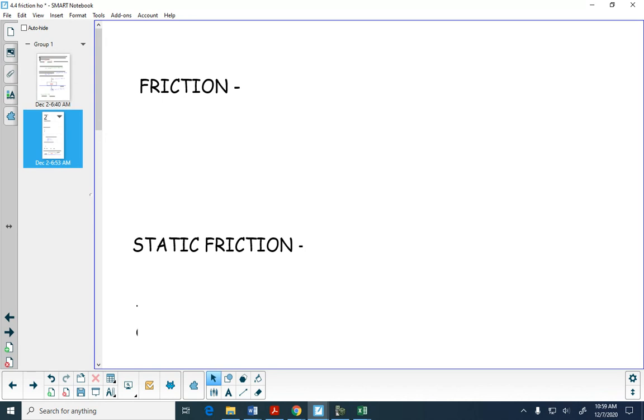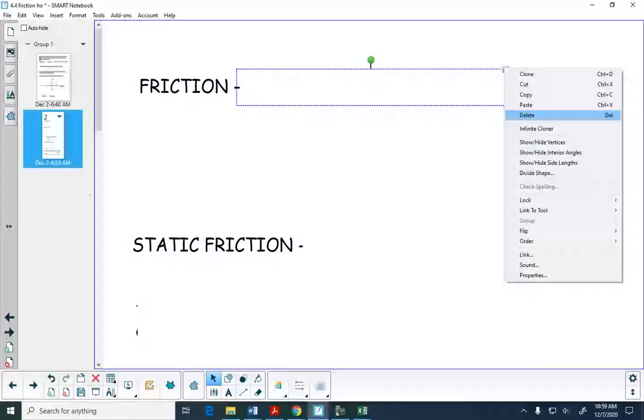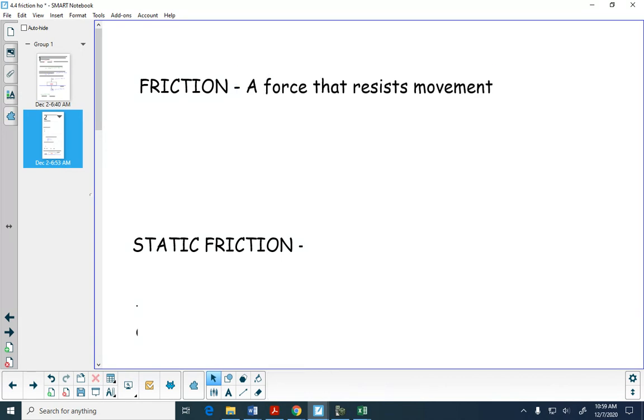Friction. Everything we've done up till now, we have neglected friction. We were on frictionless surfaces. We did not worry about the idea of friction. But everything in the world has friction. What is friction? One of the definitions we have is a force that resists movement.